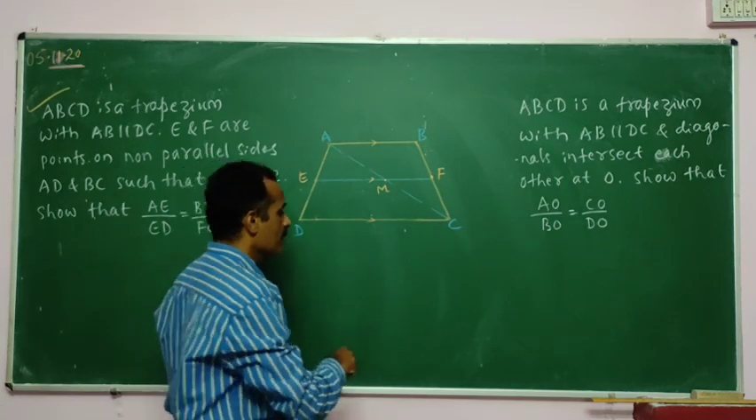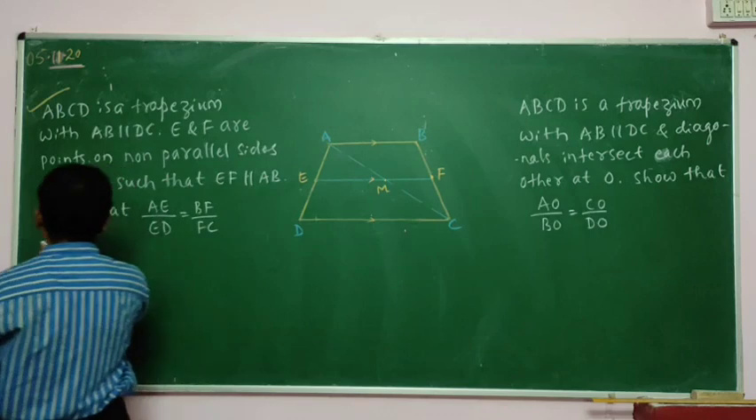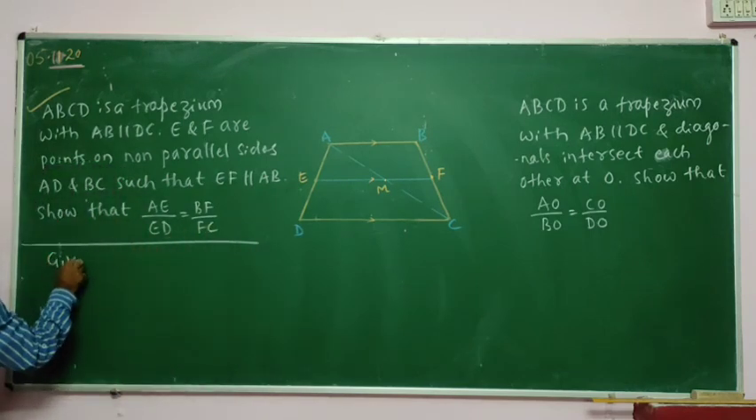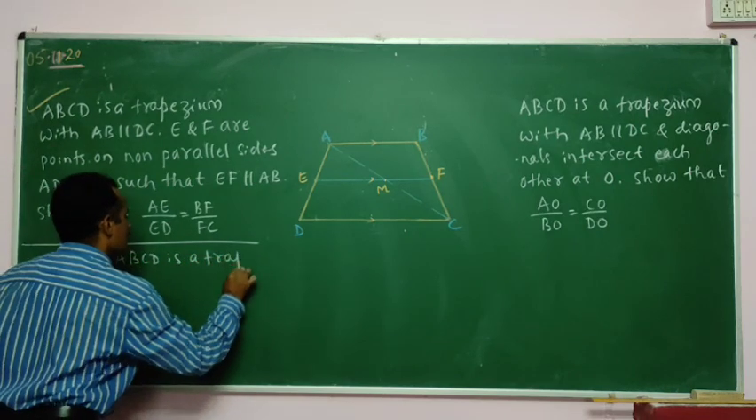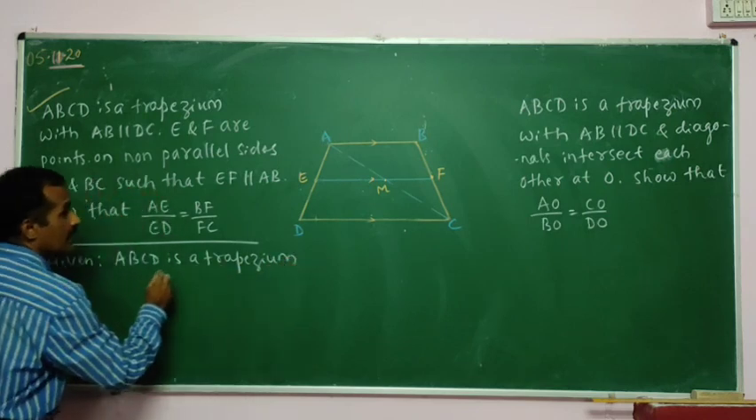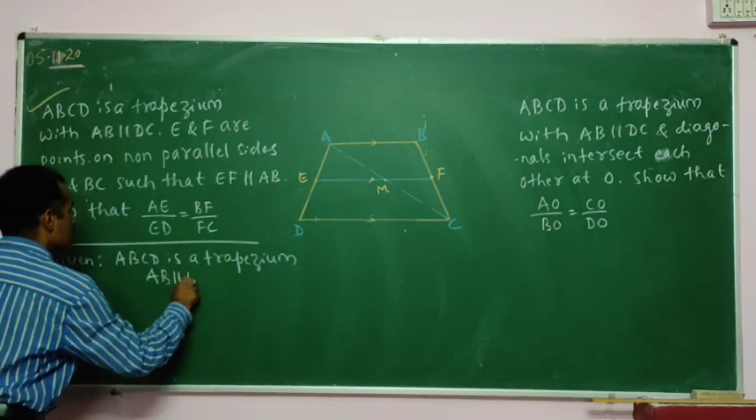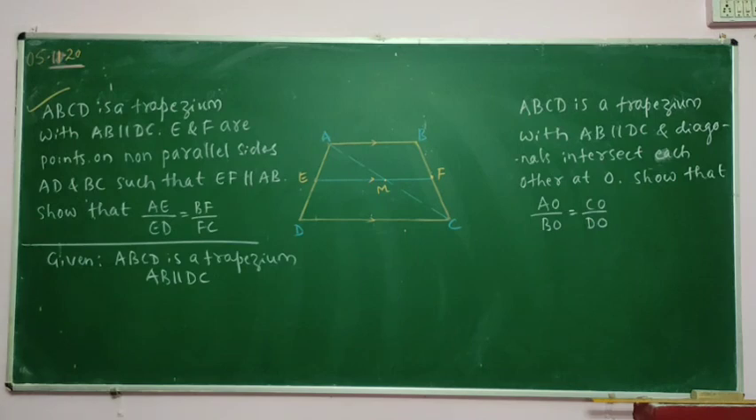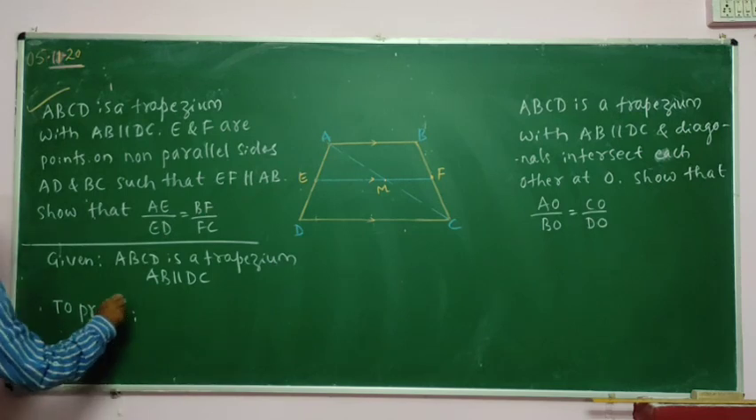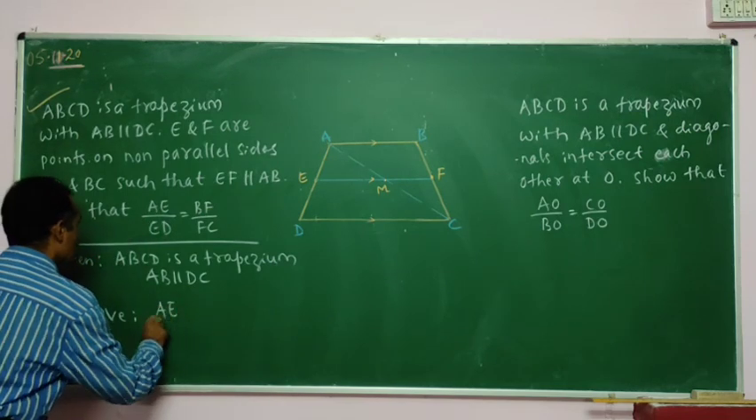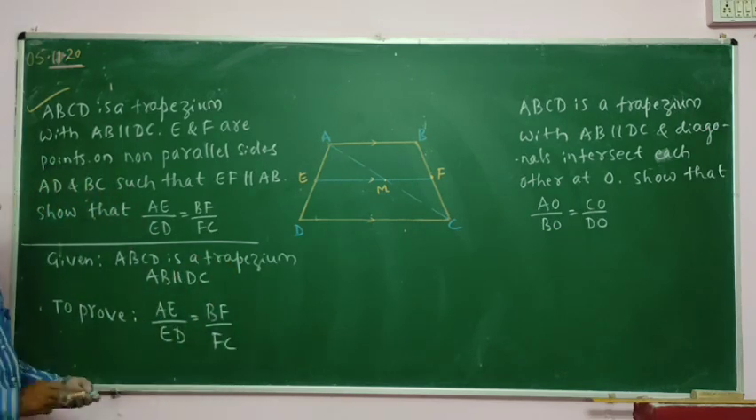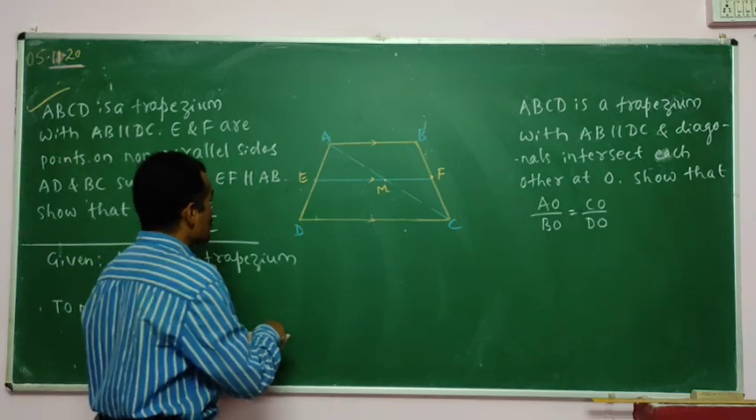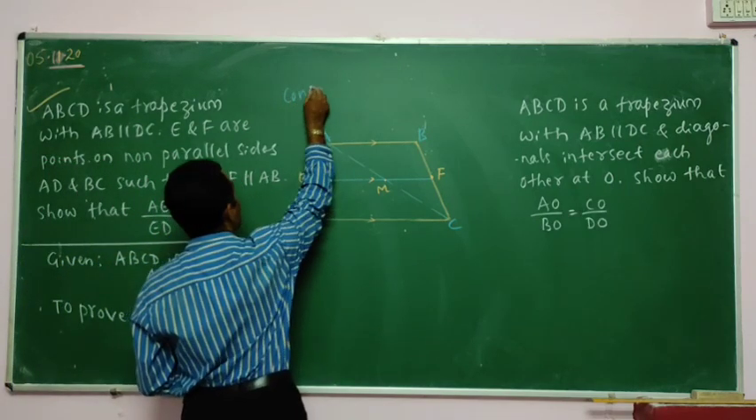Okay? Let me solve this problem. I can start like this. What is given? ABCD is a trapezium. और क्या किया है? AB is parallel to DC. This one is given. आपको क्या प्रूव करना है? What is to be proved? आपको प्रूव करना है AB divided by ED is equal to BF divided by FC. इसके लिए एक कंस्ट्रक्शन की जरूरत है. I will write here the next step, construction.